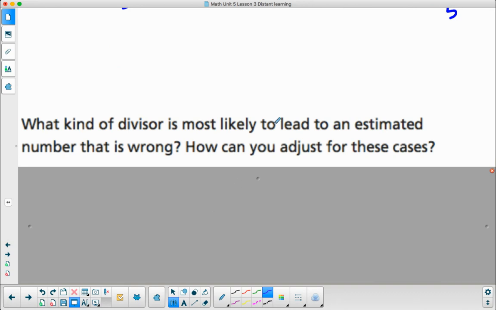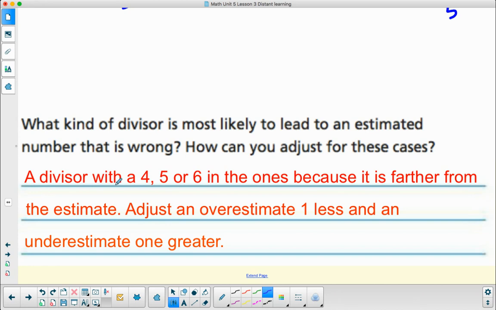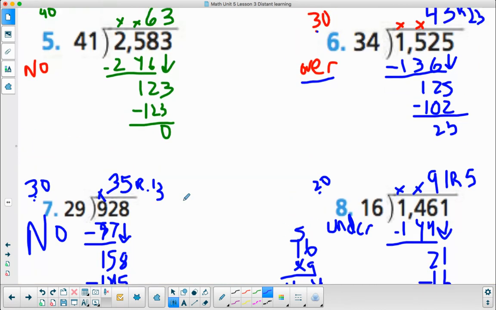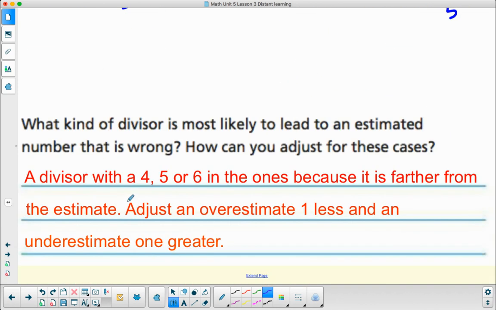So what kind of divisor is most likely to lead to an estimated number that is wrong? How can you adjust for those cases? A divisor with a 4, 5, or 6 in the ones because it is farther from the estimate. Adjust an overestimate 1 less and an underestimate 1 greater. So when I had a 4, 5, or 6, my overestimate, I had to adjust down 1. My underestimate, I actually had to adjust up 2. Ones that weren't a 4, 5, or 6, less likely to have to adjust.